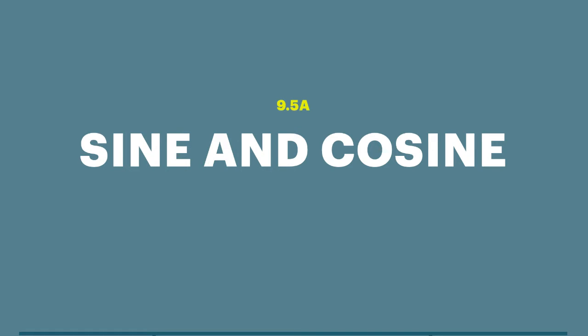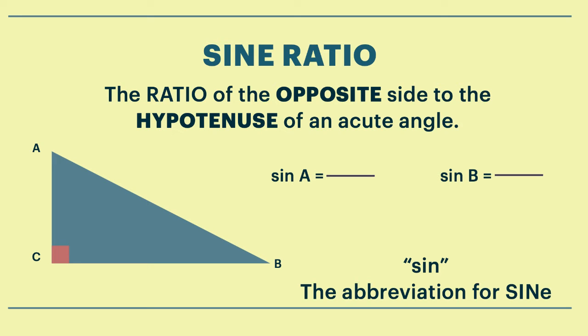So let's go ahead and look at these two functions. The sine ratio here. Sine is opposite over hypotenuse is the thing you want to remember. The ratio of the opposite side and the hypotenuse of an acute angle. So again, we have to reference an angle. It's not enough to say sine. You have to say sine of what angle in the triangle you're talking about, and then write the ratio relative to that.